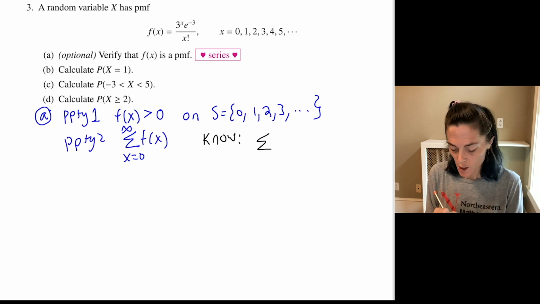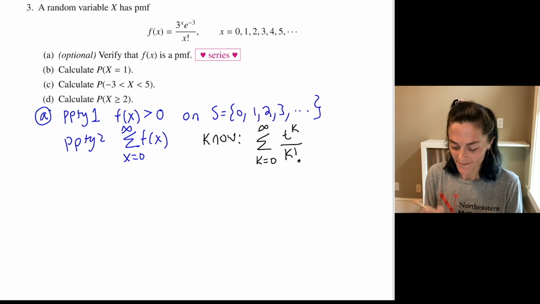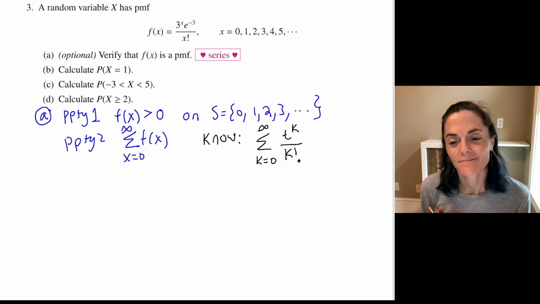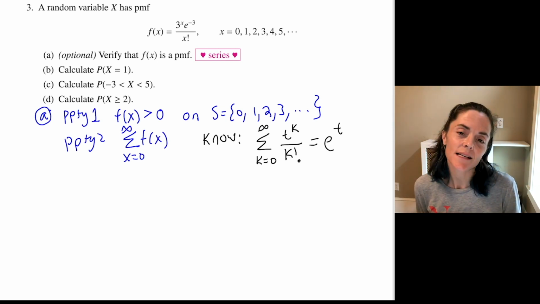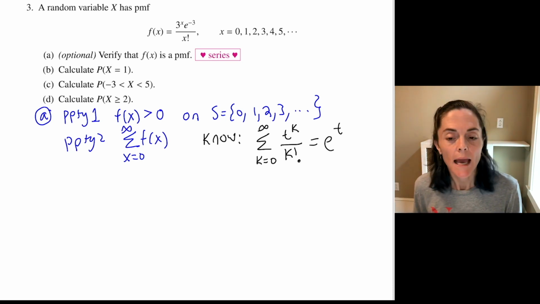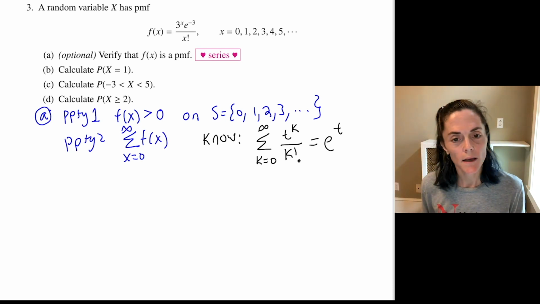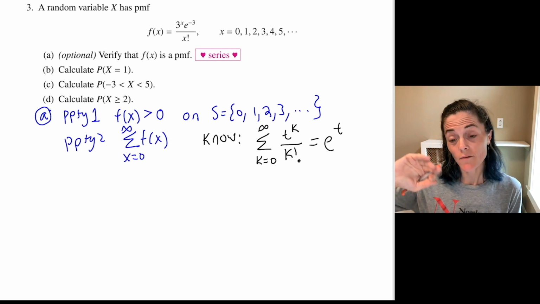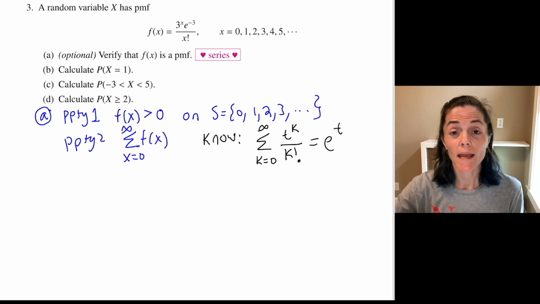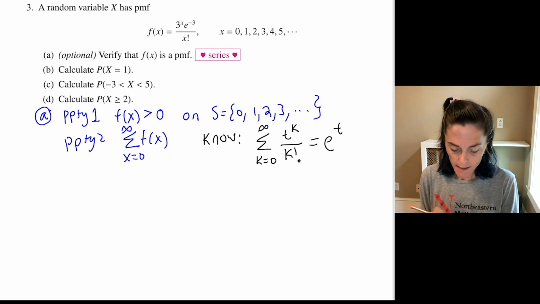The sum, I'm going to use k's here, k equals 0 to infinity. If you take, say, t to the k over k factorial, this is e to the t. This is the Maclaurin series for e to the t, and it converges for all t. Now, if you stare at this, we have this evaluated at 3, but then times a constant.